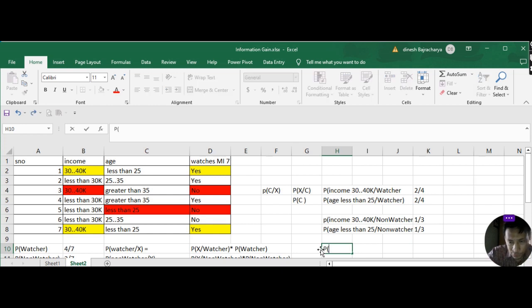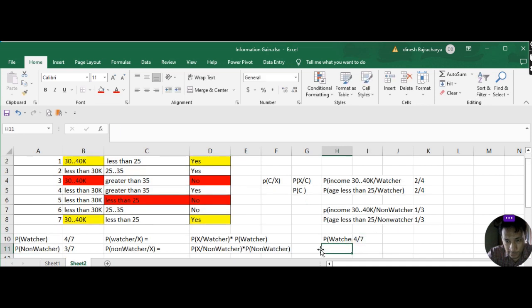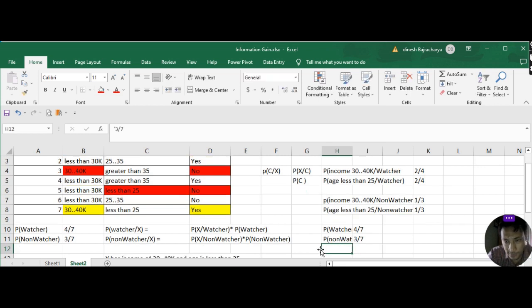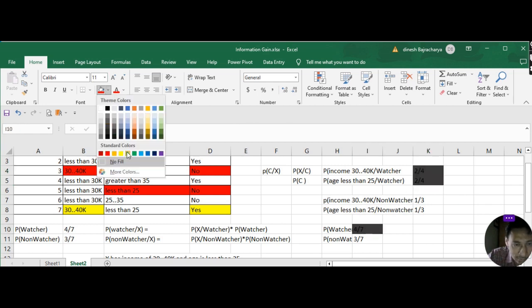Now we have to calculate the probability of these 2 classes. Again, the probability of watcher is equal to the number of watchers, 4, over the number of records, 7, so it will be 4 by 7. Similarly, the probability of non-watcher: the number of non-watchers is 3, so it will be 3 by 7. Now what we have to do is multiply these things. We multiply these 2 things and multiply by this one.